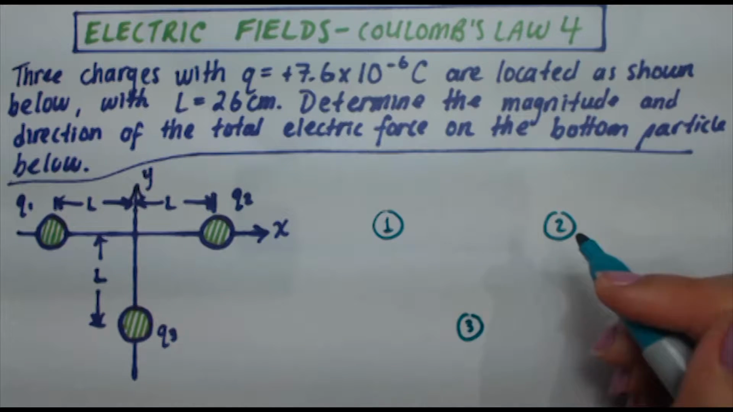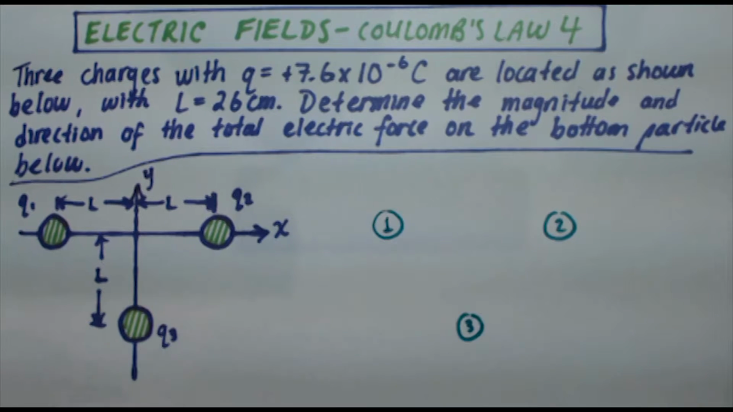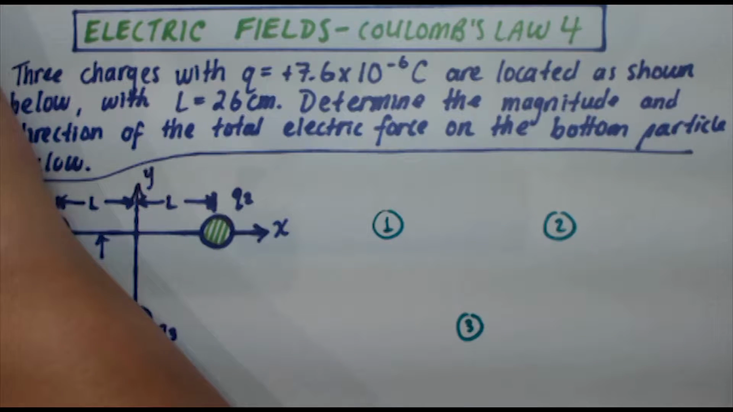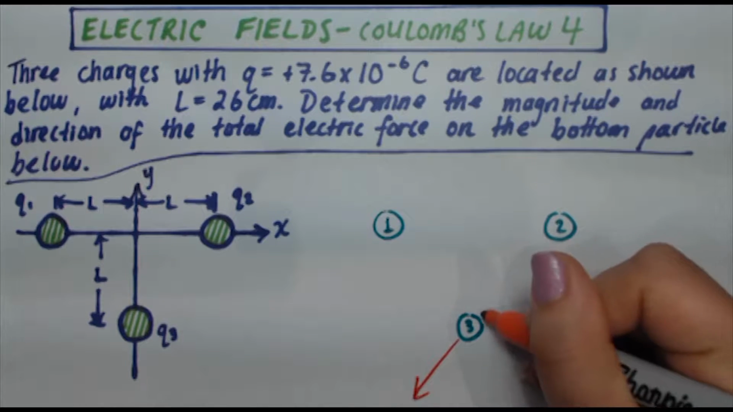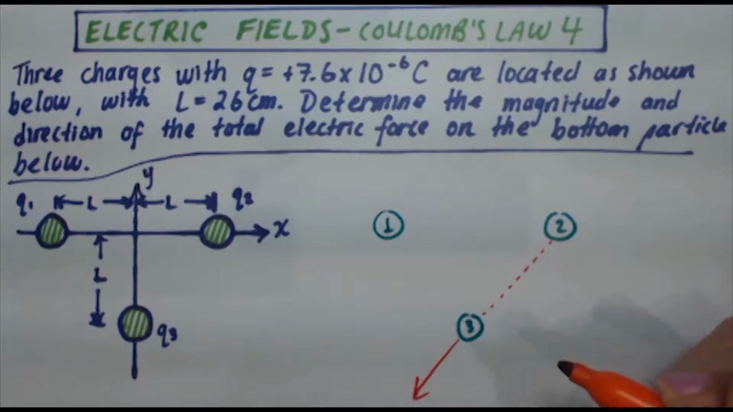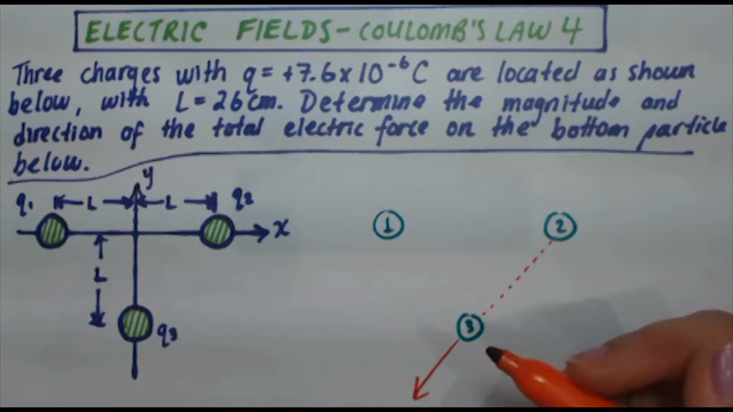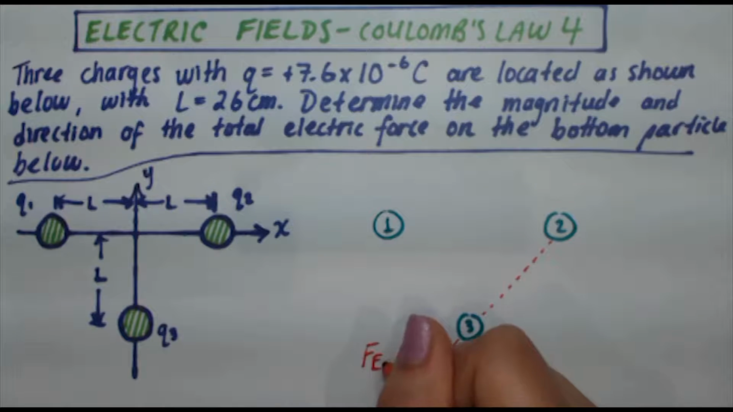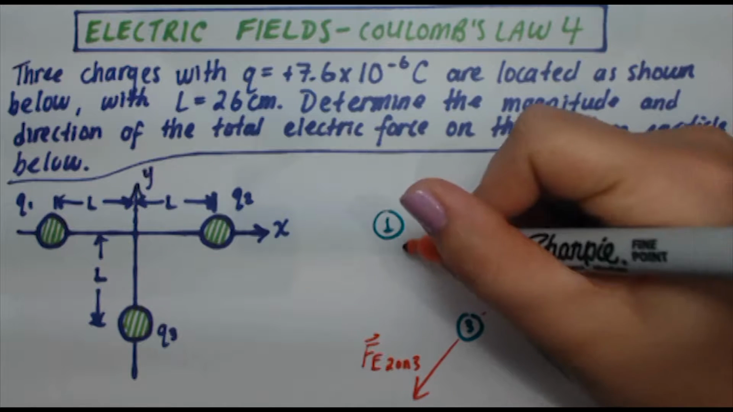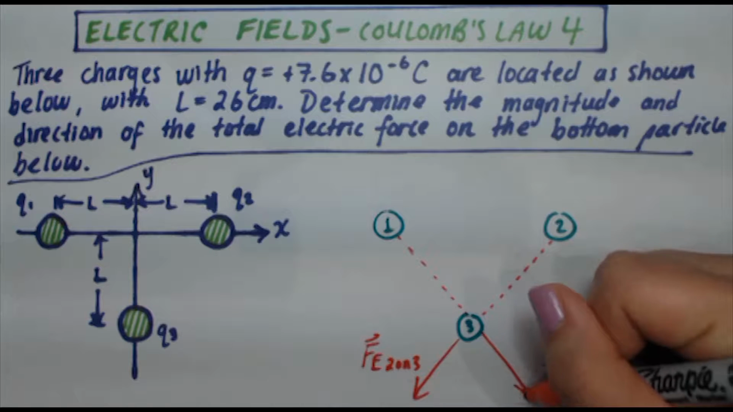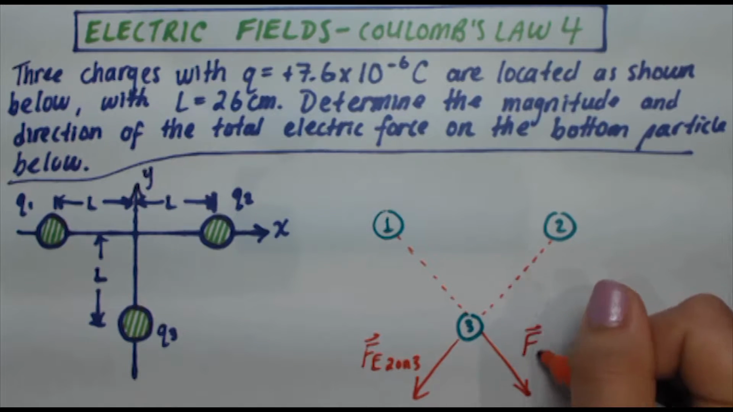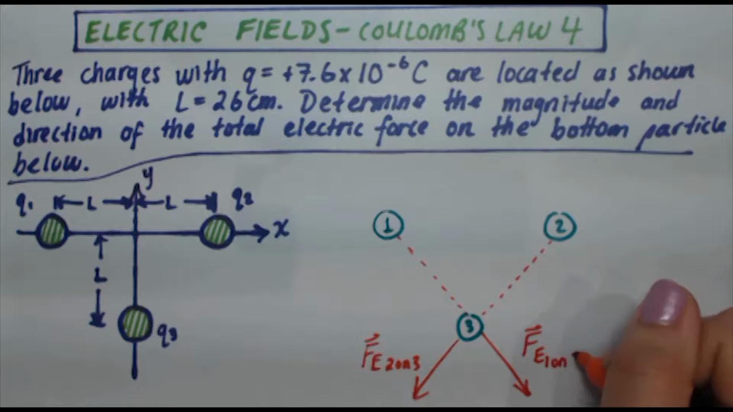Now, because they all have the same sign, positive, they're all going to repel. So charge number 3 is going to feel a repulsive force due to charge number 2 going in this direction, in line with the straight line connecting 2 and 3. We can call that Fe for the electric force of 2 on 3. It's also going to feel a repulsive force from charge 1, same thing, directly in line with the straight line connecting charges 1 and 3. It's going to go something like this. This is going to be the electric force of 1 on 3.